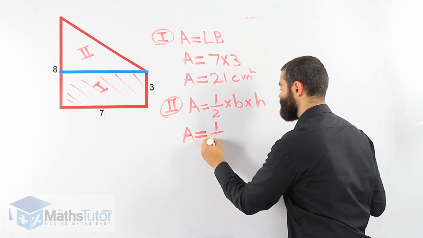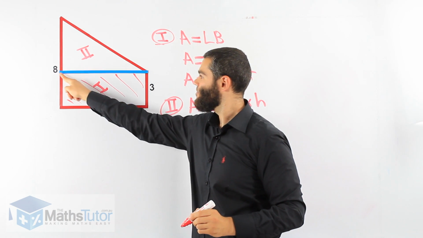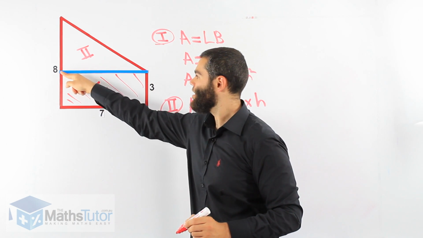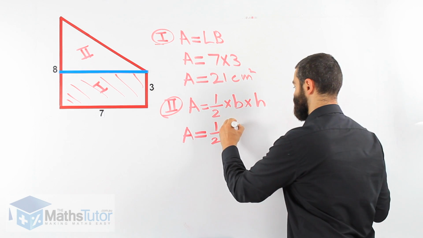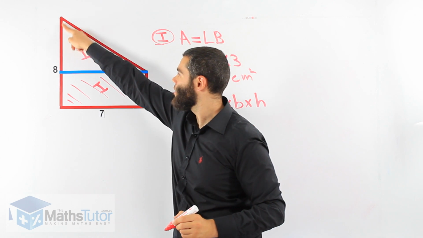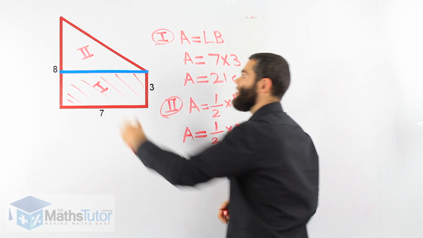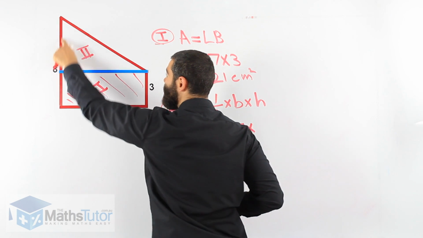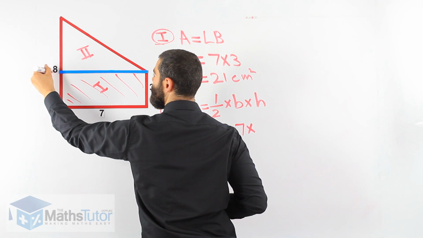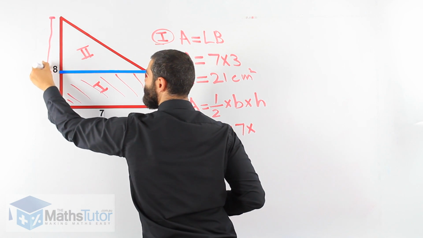Half times, now the base. The base is 7. There it is, 7 here. And that is the opposite side. So 7 there. And the height. What is the height going to be? Is it going to be 8? Never. Because 8 is the actual total length here. We want the height from this point here to there. That's our height.